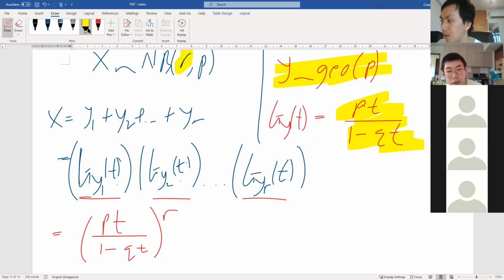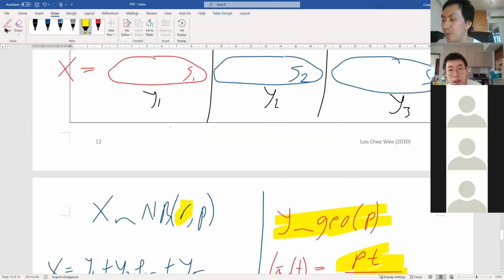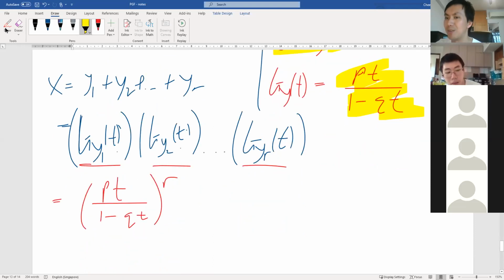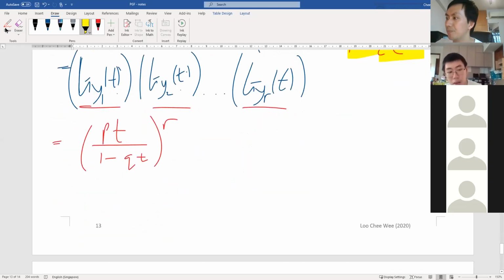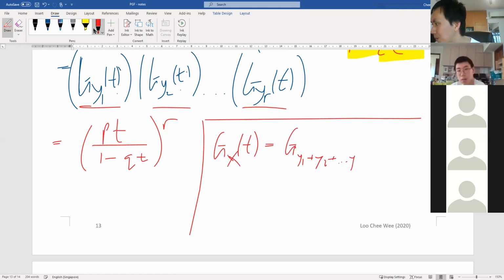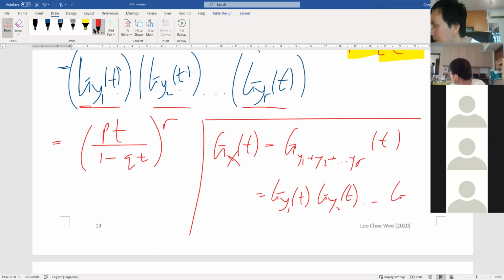So can you explain why it's multiplying the PGFs? Why don't you add them together? As in, addition of variables is multiplication of PGF, is it? This one I'm just using the result that we had at the start of the lesson, remember? Okay, so to be more mathematical, the PGF of X is actually the PGF of Y1 plus Y2, okay, like this.